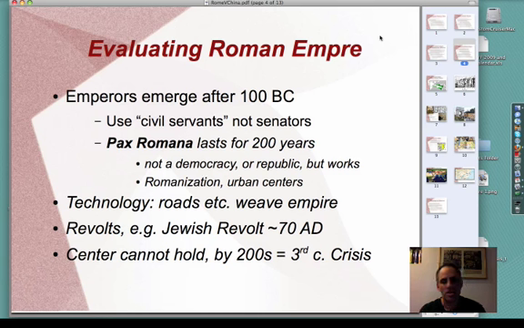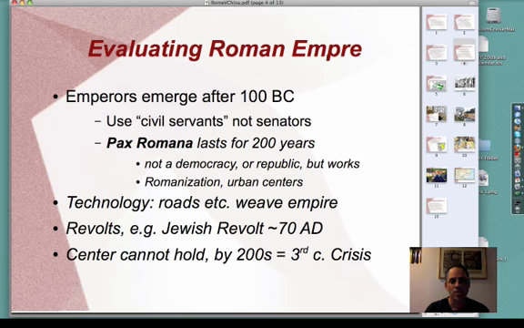Nevertheless, there are certainly people that are not happy with the Roman Empire. There are revolts, in particular the Jewish revolt in Palestine or in Israel that runs from about 66 to 70 AD, and I'm going to show you a little bit about that in just a second.